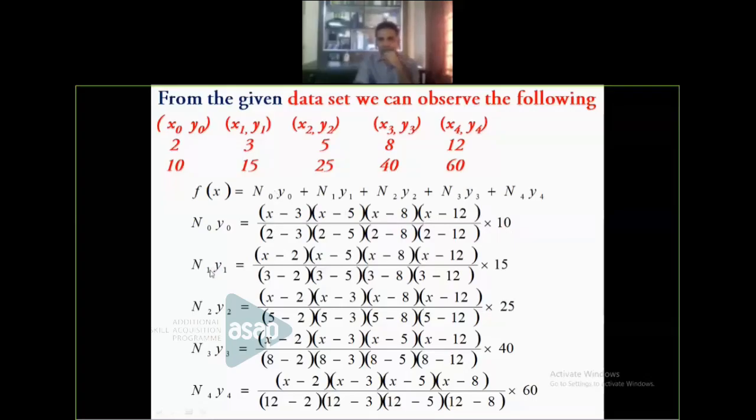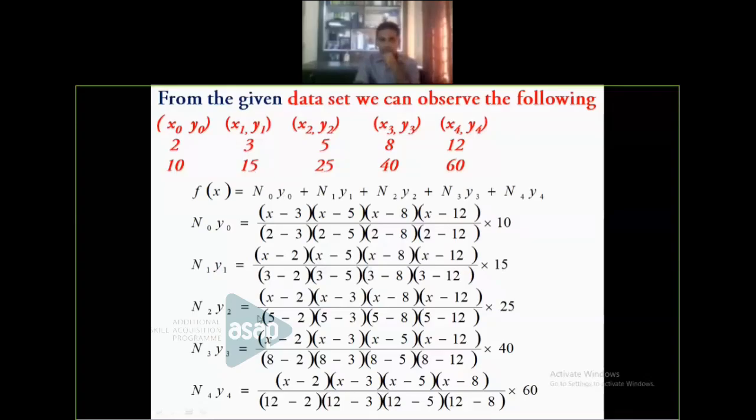Now if you come to the second term, n1, y1, you don't have x minus x1. You go for x minus x0, x minus x2, and x minus x3, because this is the n1 term. So you have the numerator. Now what is the corresponding denominator? You have all values deducted from x1. So x1 is 3: 3 minus 2, 3 minus 5, 3 minus 8, 3 minus 12, multiplied by y1. y1 is 15.